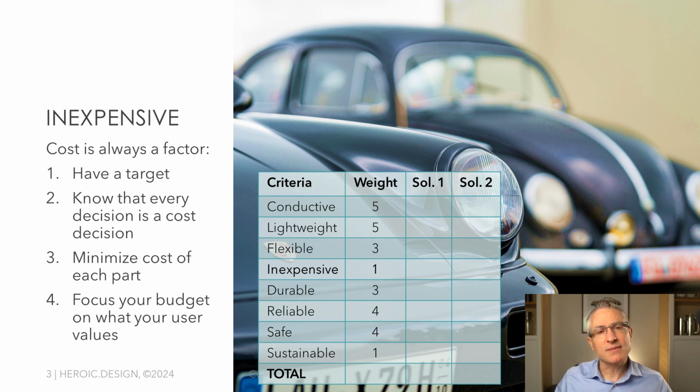These are my recommendations. First, know your cost target before you start. Second, recognize that every decision is a cost decision by putting it in most of your WDMs. Third, minimize the cost of every part of your design. For example, use off-the-shelf parts instead of custom parts if you can. Fourth, focus your budget on the most valuable parts of your design. For these functions, weight functional criteria higher and cost lower. In this case, we're sacrificing cost for weight because it's for an aircraft.